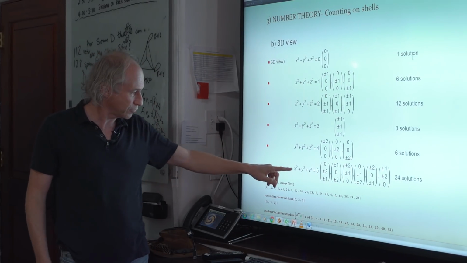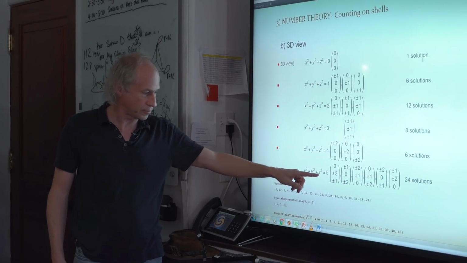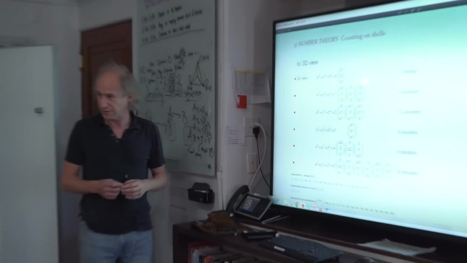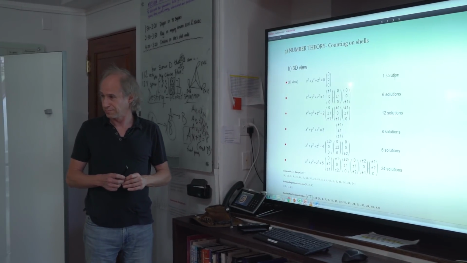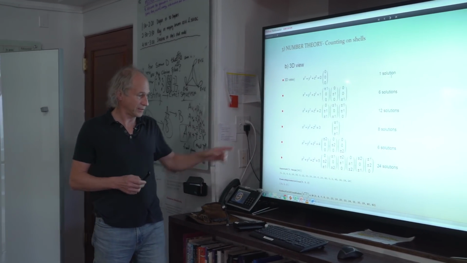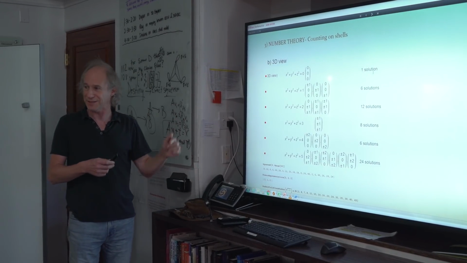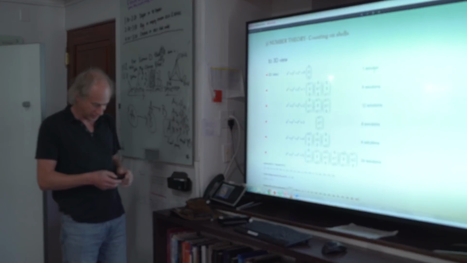For 7, x² plus y² plus z² equals 7 has no solution. Because it's a prime, right? In the number. Is that because it's a prime? No, the other prime numbers. We have the reason, 11, you will see, right? That the reason is now more complicated.